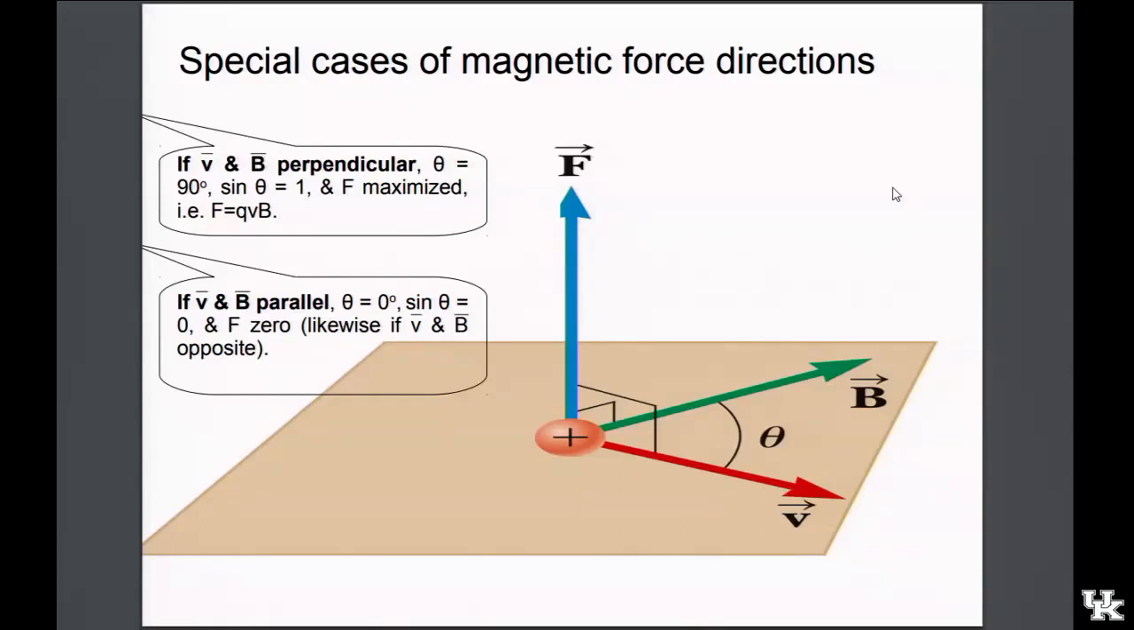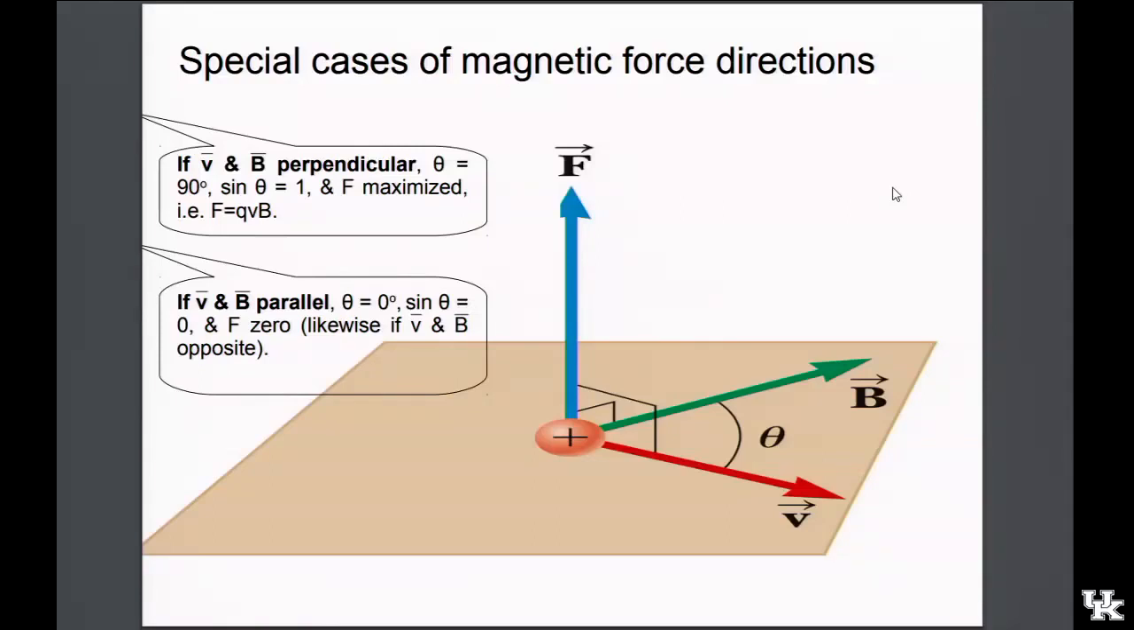If V and B are perpendicular to one another, if they're at right angles, if V and B have 90 degrees between each other, what does that mean? That means that sine theta, sine 90, will be 1. That's when you get the strongest, the largest magnetic force, when you make the angle between V and B 90 degrees. That'll make the biggest magnetic force.